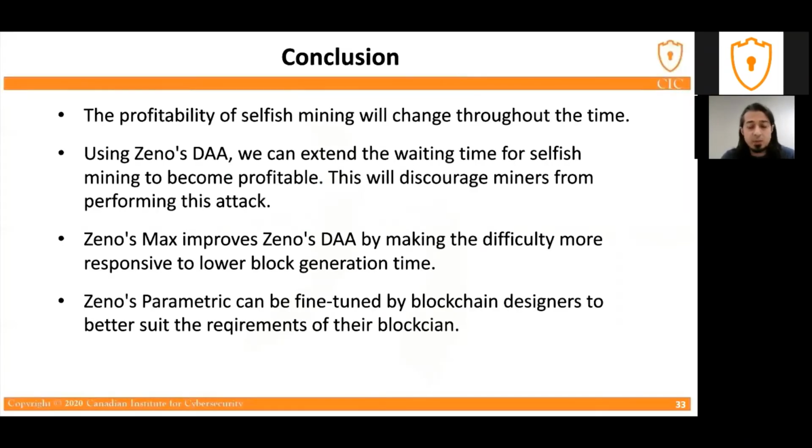So in conclusion, as I said, the profitability of selfish mining will change throughout time, and so using Zeno's DAA, we can extend the waiting time for selfish mining to become profitable. This will discourage miners from performing this attack, or performing selfish mining. Zeno's Max, which is one of our proposed methods, improves Zeno's DAA by making the difficulty more responsive to lower block generation time. And also, Zeno's parametric can be fine-tuned by the blockchain designer to better suit the requirements of their blockchain. Thank you.